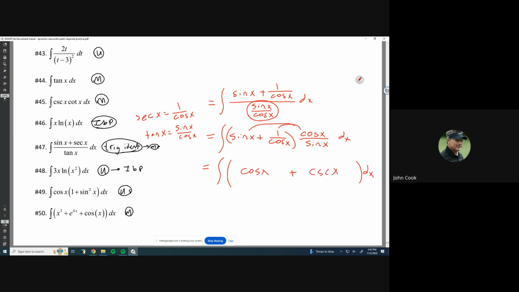And now all of a sudden these are really easy. These are just memorized rules. So the antiderivative of cosine is sine. The antiderivative of cosecant is a negative natural log absolute value of cosecant of x plus cotangent of x plus c, my constant. All right, so that's all the trig identity problems for the worksheet.